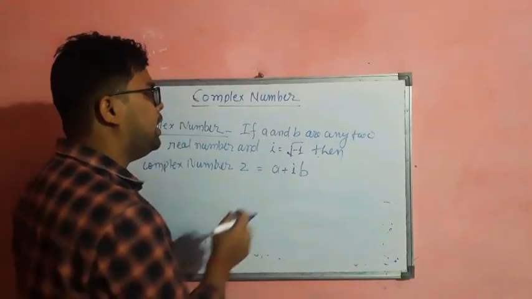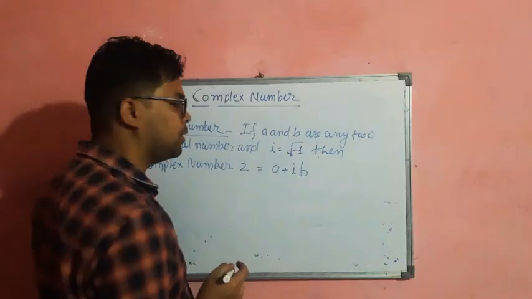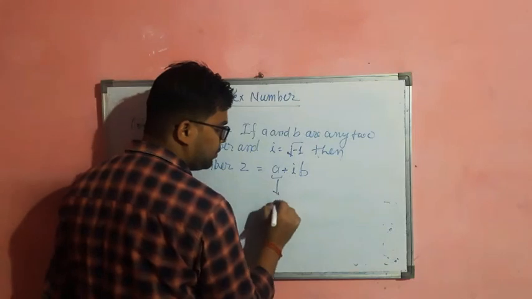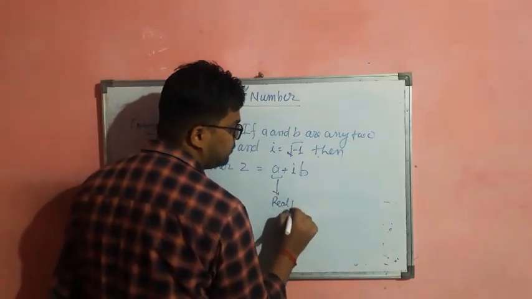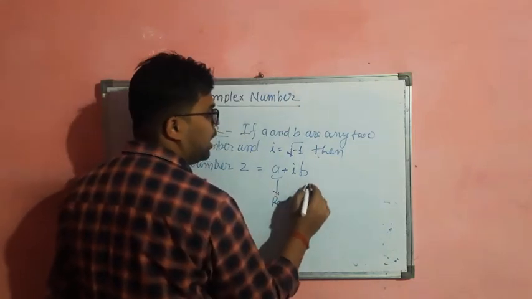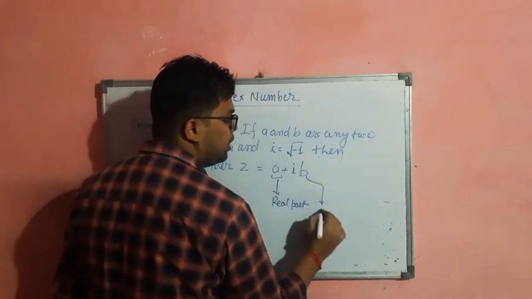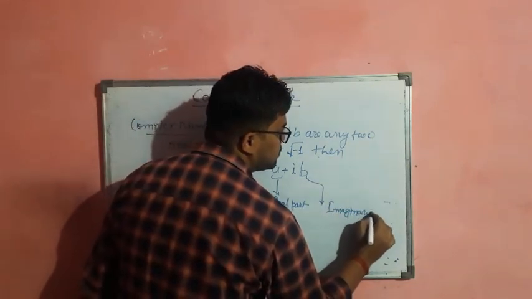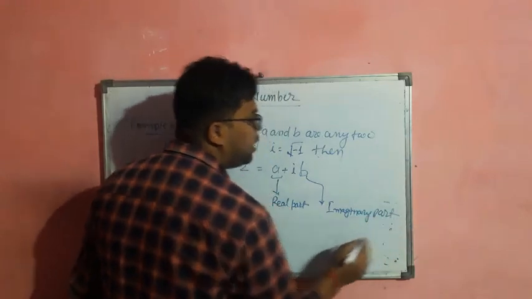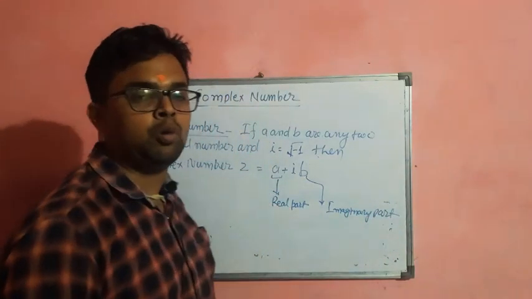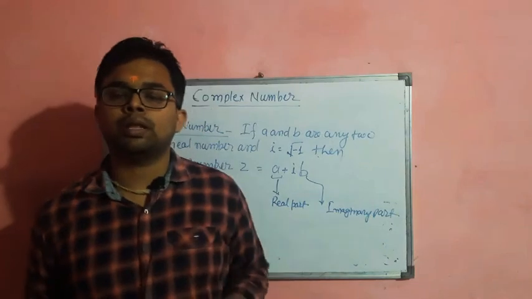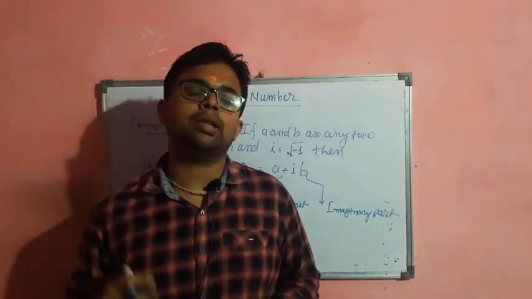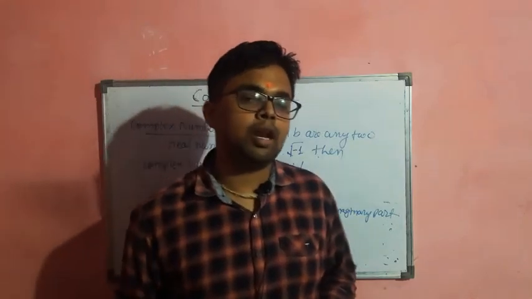There are two parts in a complex number. The first part is a, that will be the real part of the complex number, and b will be the imaginary part of the complex number. So if any complex number is given to you, there will be two parts in it. The first is the real part and the second is the imaginary part.